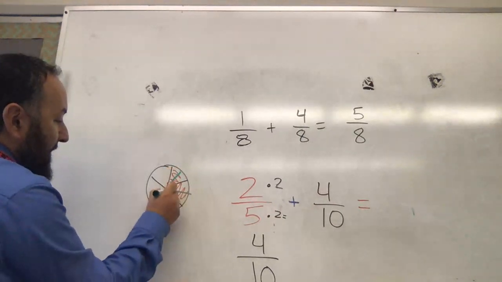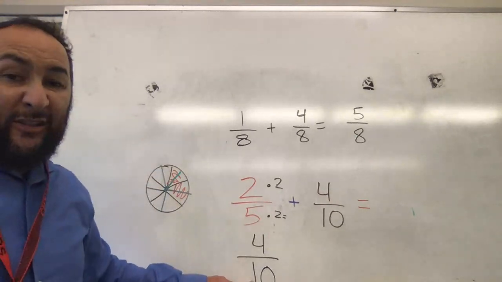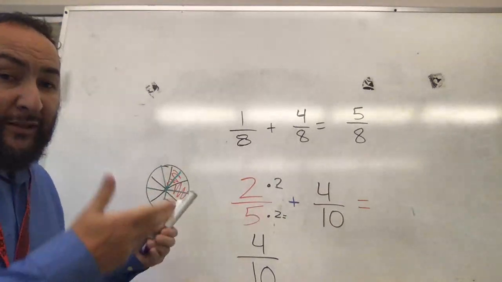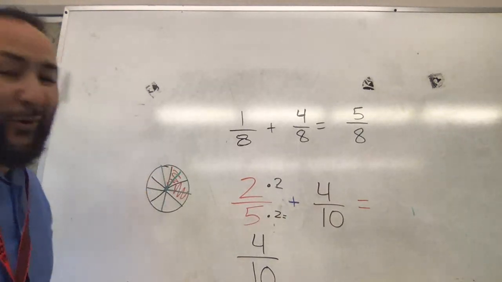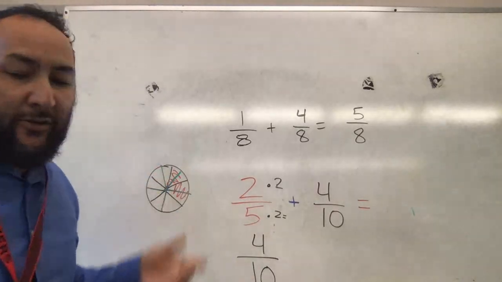Double, double, double, double, double. I doubled the total slices, which then means I also doubled the slices that I ate. So instead of 2 bigger slices, I now ate 4 smaller slices, but it's the same. It's an equivalent fraction. I didn't change the red amount.